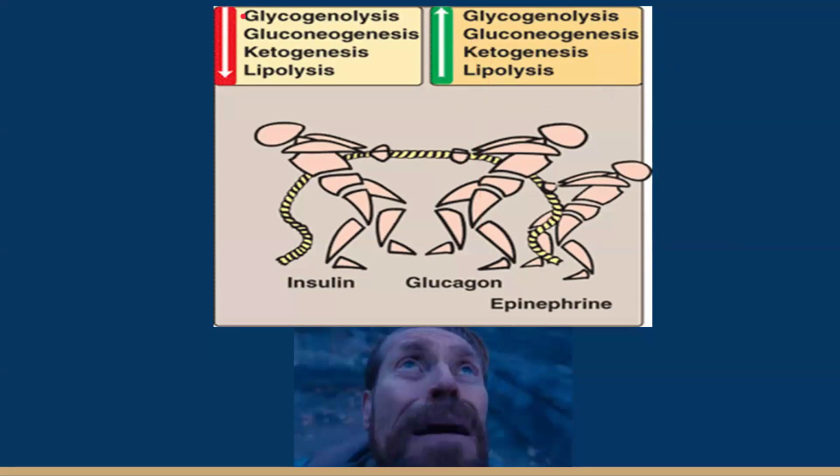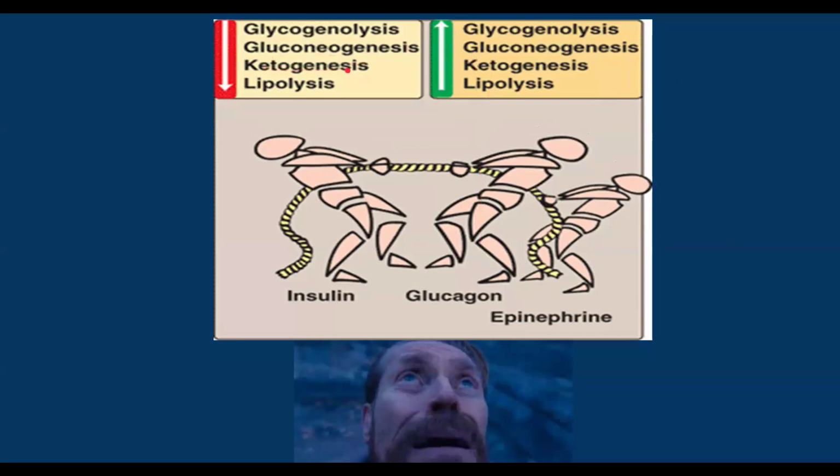Glycogenolysis, gluconeogenesis, ketogenesis, and lipolysis. All of these are decreased when you have insulin because, like I said, it's not catabolic, it is anabolic. The catabolic ones are glucagon and epinephrine. They are going to cause glycogenolysis, the breakdown of glycogen to form glucose. Another process that forms glucose is gluconeogenesis. This involves different substrates, so maybe I'll use fatty acids, amino acids or something, and somehow form glucose.